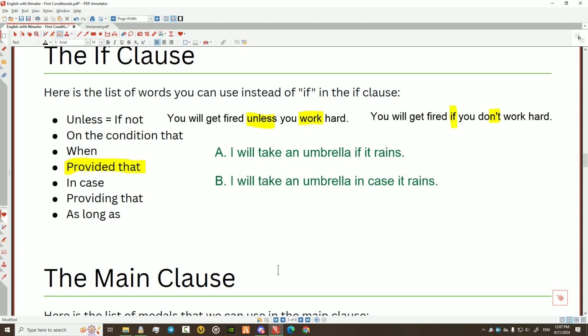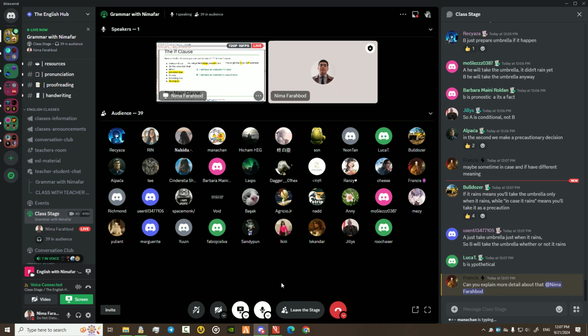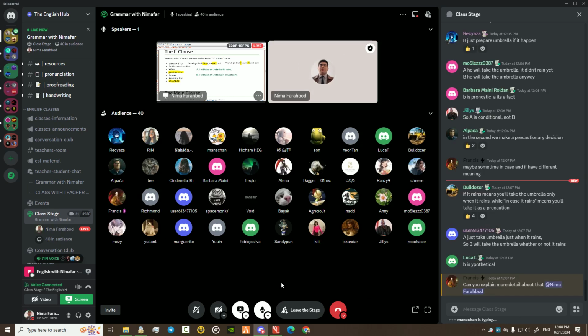Or, as our friend said, providing that, again, as long as. For example, as long as you drive carefully, I will let you use my car. As long as you drive carefully, I will let you use my car. Can you explain in more detail about which one? As long as or in case?